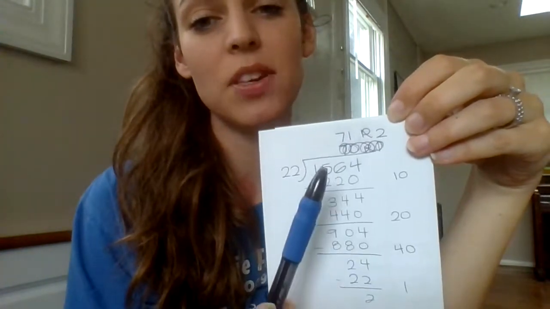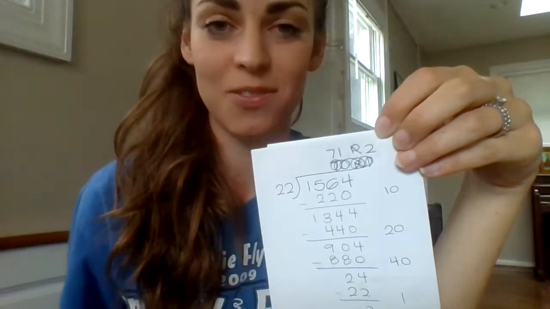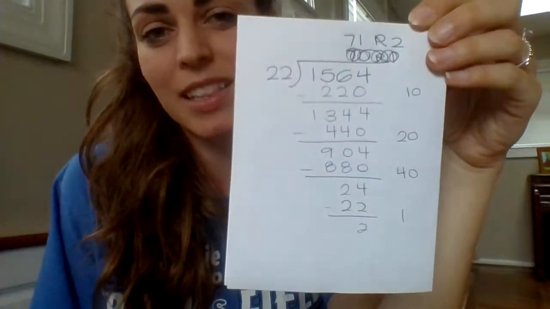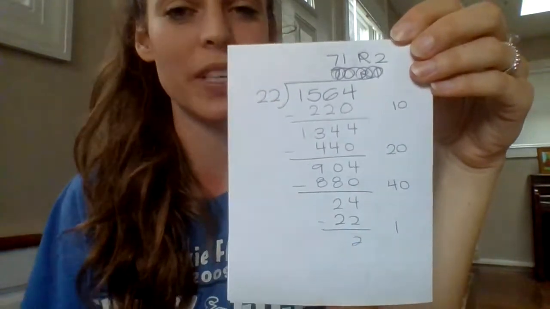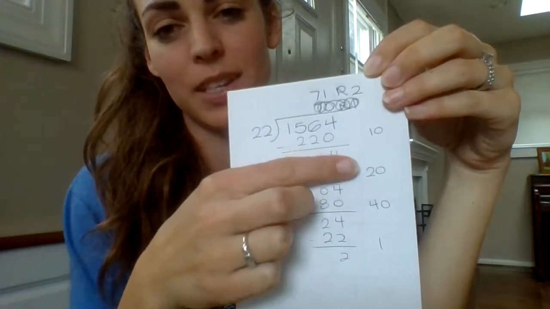So I can take 71 copies of 22 out of this 1,564 with 2 remaining. And this is pretty accessible because there's really not a wrong way to do it in terms of how many copies to take at once. This is really flexible.